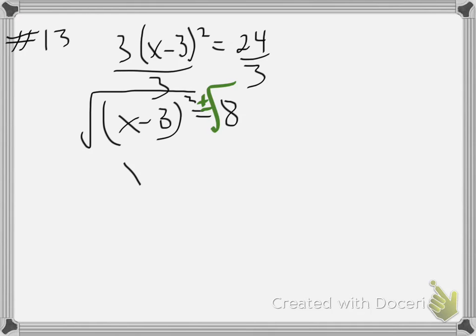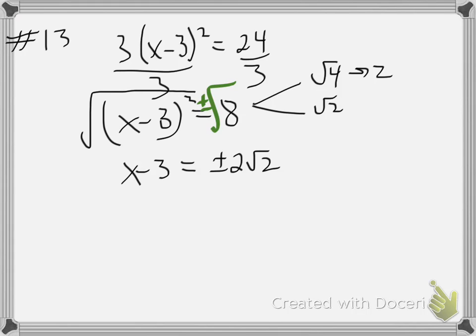And so I get x minus 3 equals, well, the square root of 8 is the square root of 4 times the square root of 2. That's a 2. So this is plus or minus 2 root 2. I'm going to add 3 to both sides. X equals 3 plus 2 root 2, or minus 2 root 2. And I've got the answer there. It's that quick and simple.